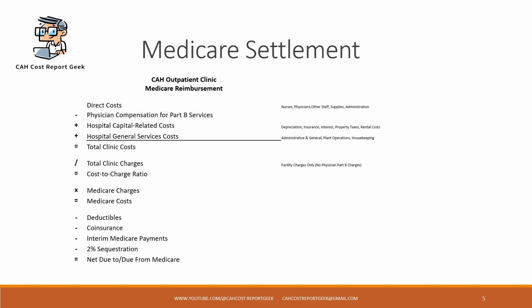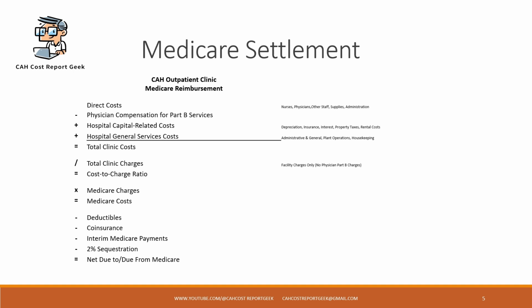As we saw in the previous slide, we divide the total clinic cost by the total clinic charges to obtain the clinic's cost to charge ratio. We then multiply this ratio by the clinic's total Medicare charges to obtain our program's Medicare costs. We then subtract payments received in the form of deductibles, coinsurance, and Medicare interim payments. Lastly, we reduce the outpatient clinic Medicare cost by 2% sequestration. The difference between the outpatient clinic Medicare cost and the deductions for payments and sequestration equals the net due to or due from the Medicare program.